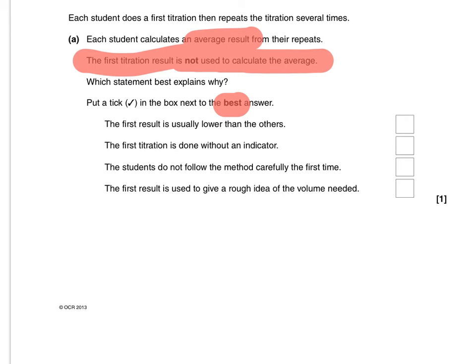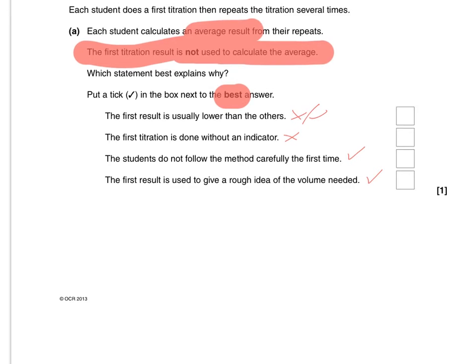So some of these aren't necessarily wrong. The first result is usually lower than the others. Well, probably it might be, it might not be. Depends. The first titration is done without an indicator. Well, no, we'd never do it without an indicator. Students do not follow the method carefully the first time. Well, that's possible. The first result is used to give a rough idea of the volume needed. So we'd have to choose which is the best out of those 2, and hopefully we should come to the right one.